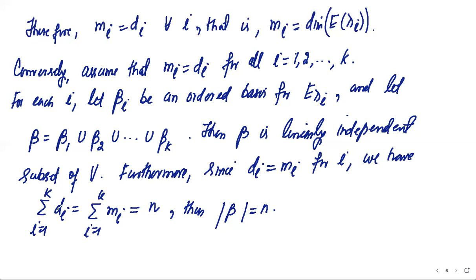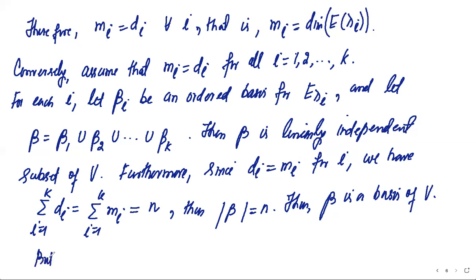So the cardinality of beta is equal to n, which is the sum of all these di's. But these di's sum to the sum of mi's, and these mi's sum to n. So the summation of all di's is equal to n, so the cardinality of beta is also equal to n. So therefore, we have constructed the basis. Thus, beta is a basis of V, because the dimension of V is assumed to be equal to n. But now beta consists of eigenvectors, because all of these beta i's contain the eigenvectors corresponding to the lambda i's. So this beta is a basis which consists of the eigenvectors of T.